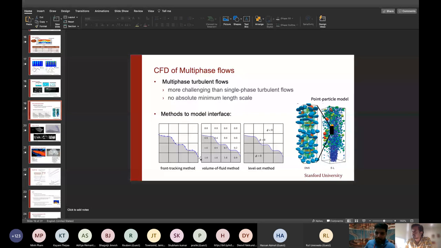So I think, was that the question, like the front tracking method and point particle method? Was that the one? Yeah, it was the differences among the front tracking method and level set method. And they also wanted to know if you could explain the point particle model as well as liquid atomization.